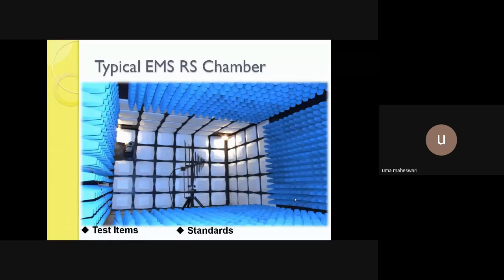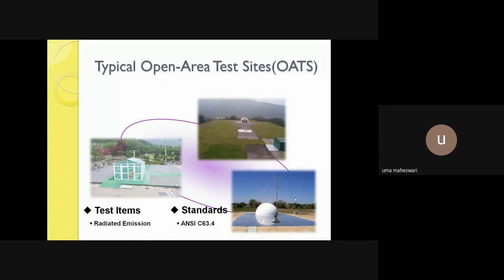This is a typical EMS RS chamber. It is our radiated susceptibility. The standards are mentioned here. This is a typical open area test site. So probably these test sites will be in the hill area or other remote areas only, as there will not be any mobile towers and other interference. So this will be a remote location where the open area test sites have to be conducted.